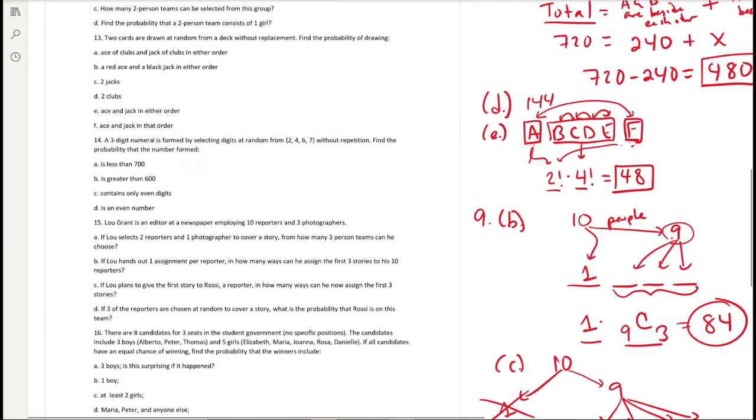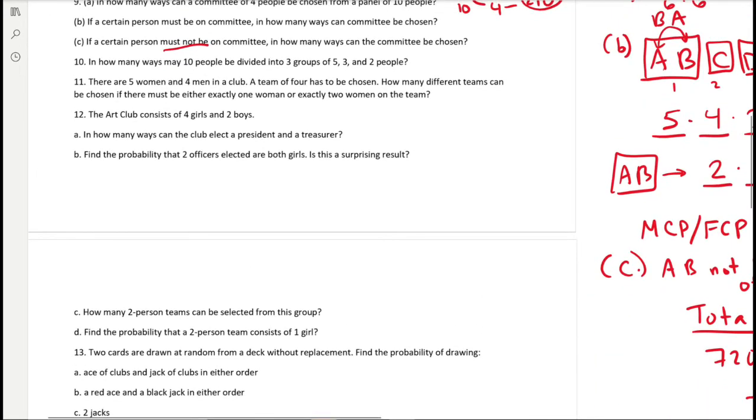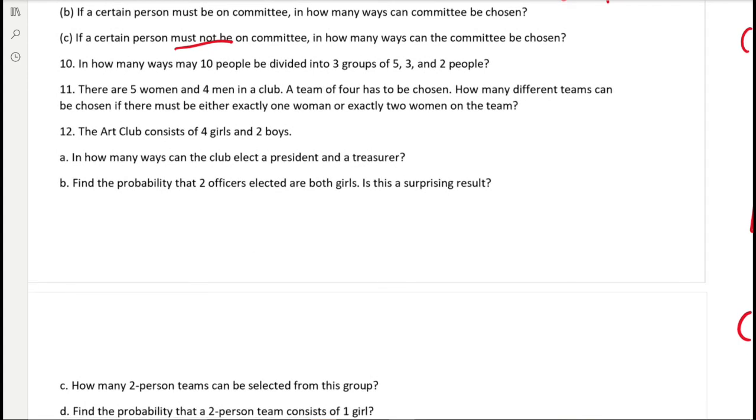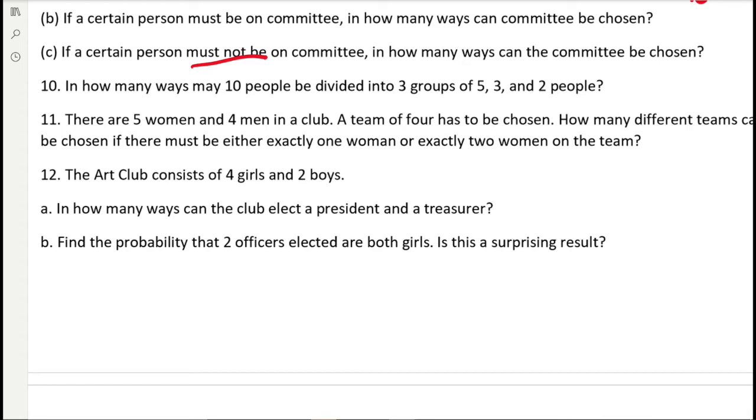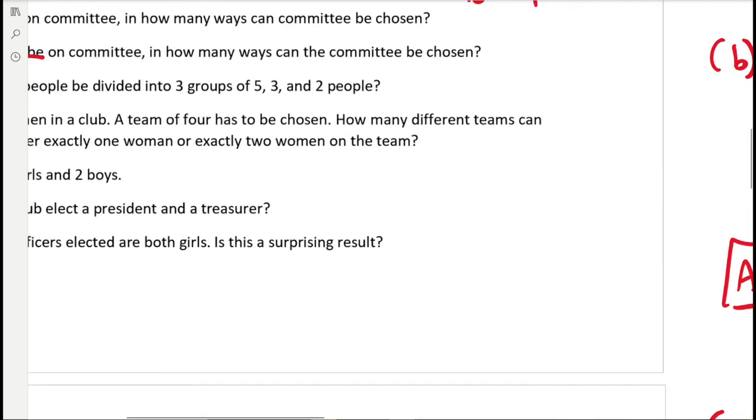All right, moving on to number 10. In how many ways may 10 people be divided into 3 groups of 5, 3, and 2 people? So we have people being divided, and the order of the people doesn't matter, right? It doesn't matter if you're doing ABC or CBA, it's still going to be the same group of 3 people, for example. So we have a total of 3 different groups here, so we're going to do 3 different slots. The first group is a group of 5 people, the second group is a group of 3 people, and the other one is a group of 2.